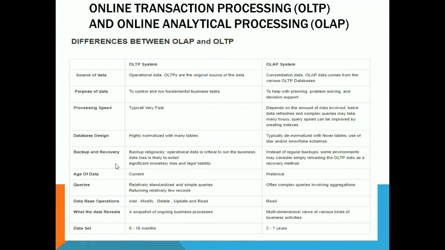And backup and recovery also. Operational data is critical to run the business, and data loss is likely to cause significant losses and legal liability. So every time we have to take a backup of the data. Unless we have a backup, if something goes wrong with the database, you are going to lose a huge amount of data which we cannot retrieve back. So a backup is going to be required.